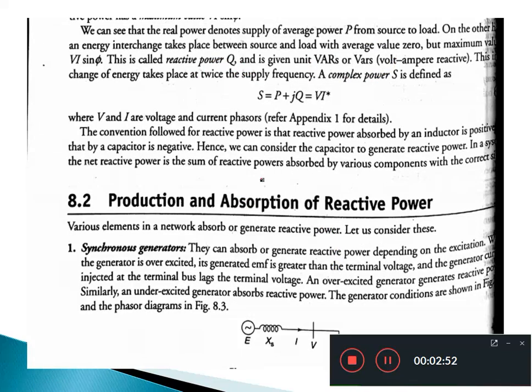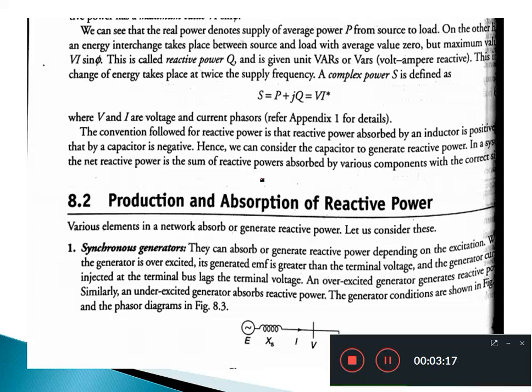Then you get the generation of reactive power. That reactive power depends on the load. If energy interchange takes place between the source and the load, then we can say there is generation of reactive power in the system. That reactive power is represented by VAR, the unit of reactive power. To calculate the total power, it is given by P plus jQ, which is equal to V I conjugate.